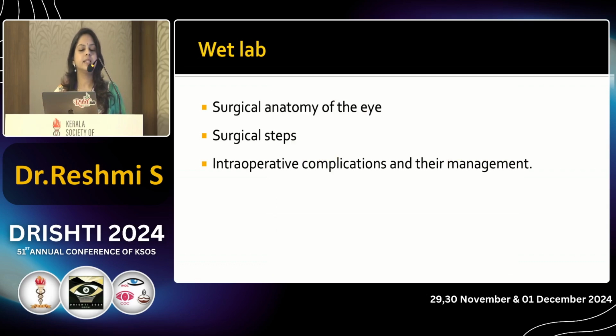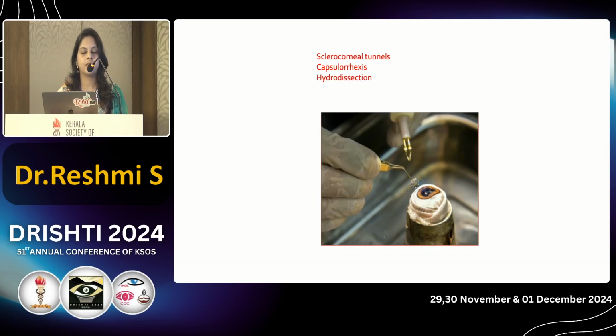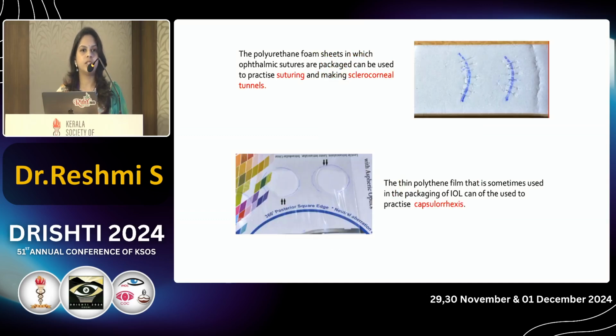Wet lab is a very essential part of any training program. Wet lab helps us to learn the surgical anatomy of the eye, practice the surgical steps properly, and learn the intraoperative complications and their management. It helps us to handle the surgical instruments, develop hand-eye coordination and practice steps. In the goat eye, we can learn the sclerocorneal tunnel, capsular access and hydrodissection. The polyurethane foam sheet that comes with the suture material can be used to practice suturing as well as the sclerocorneal tunnel. The polythene film that comes with the IOL packaging can be used to learn capsular access also.